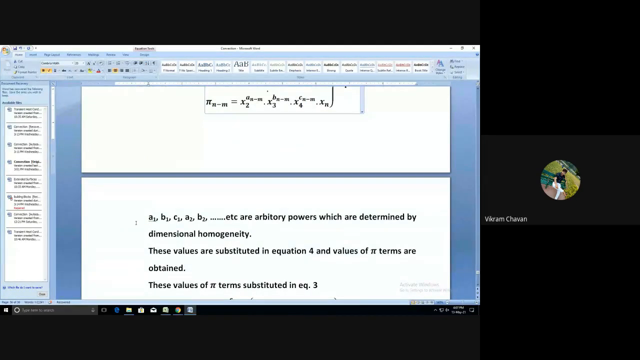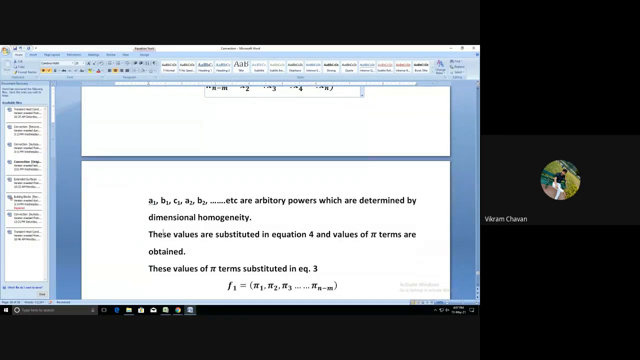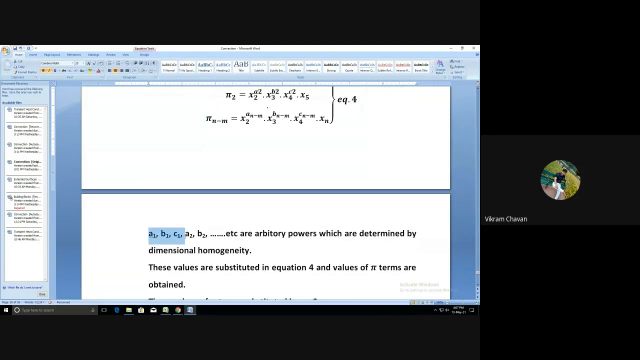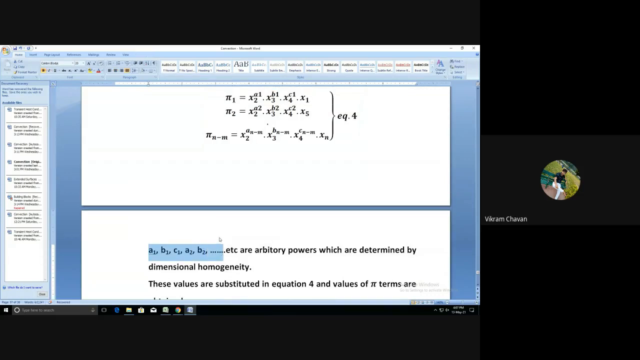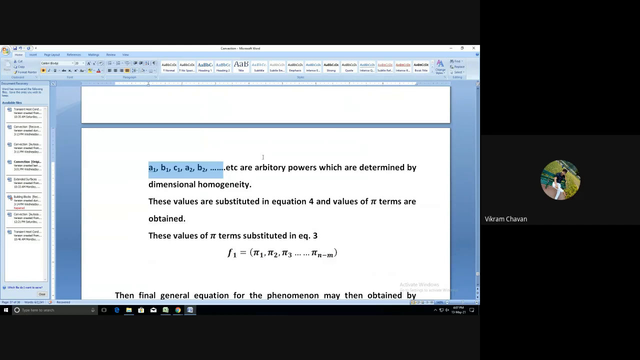Here a1, b1, a2, b2, whatever the arbitrary constants are, these are arbitrary powers which are determined by dimensional homogeneity, that is, by comparing the right-hand dimensions with the left-hand dimensions. Now these values are substituted in equation number 4 and the values of the pi terms are obtained. Once you determine all the values a1, b1, c1, a2, b2, c2, we replace these arbitrary powers in equation number 4 and determine the pi terms.